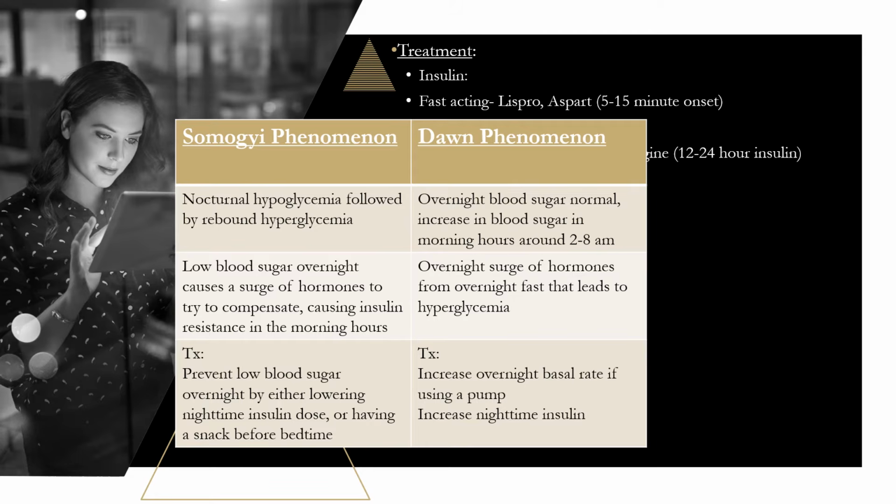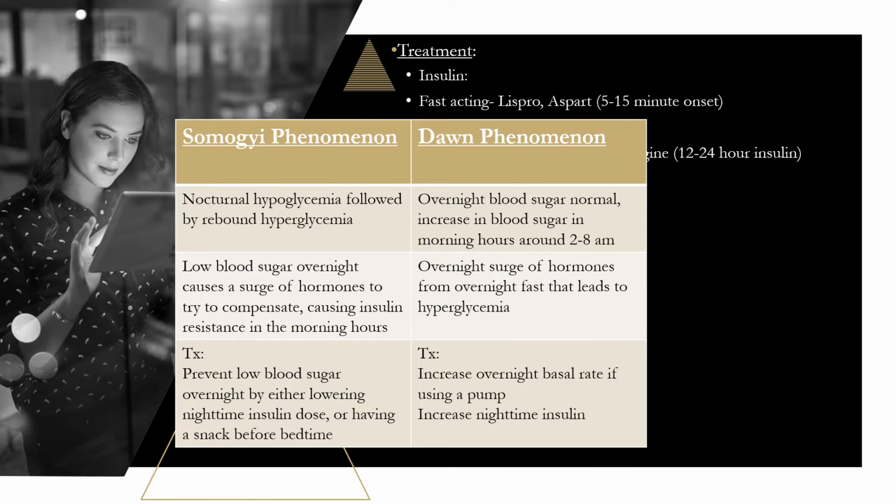Same thing though, you have an overnight surge of hormones. This happens in everybody. And these hormones, when you're fasting, again, is another way that your body compensates, because in the fasting state, to try to get the liver to pump out and go through gluconeogenesis. And then what happens in the morning is you have this hyperglycemia from the overnight fast that you had. The way you're treating this is going to be, if they're on a pump, you can increase the basal rate, increase the nighttime insulin. There's a few things you could do.